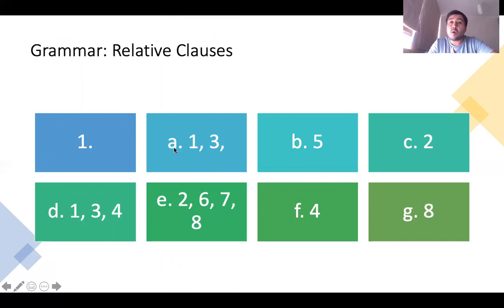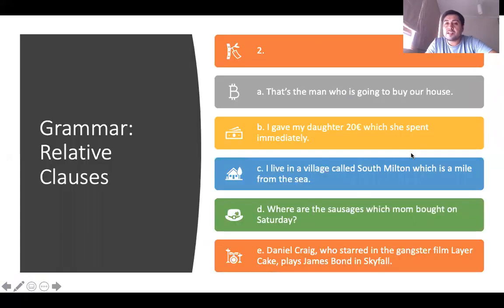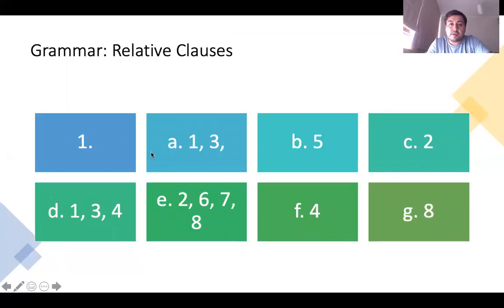So I'm going to read the question and tell you which are the sentences answering that question. The first question is, in which sentences is the relative pronoun the subject of the verb in the relative clause? That will be in sentence number 1 and 3. Then in letter B, in which sentences is the relative the object of the verb in the relative clause? Will be number 5. Then in which sentence can we leave out the relative pronoun? It's in number 2.